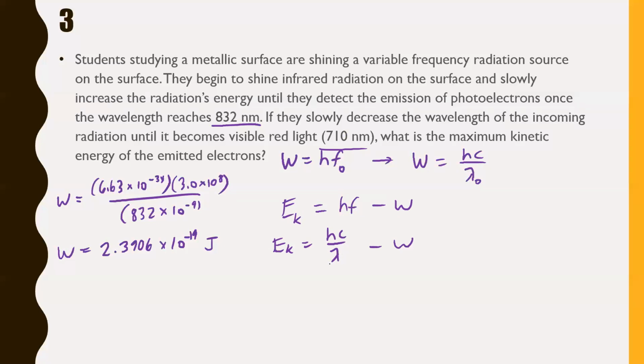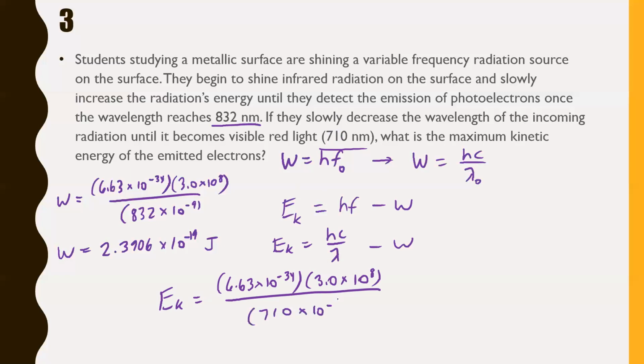Well, hc over lambda, the lambda here is just your lambda for your visible red light. Might as well just throw that in. It's pretty much the same thing as what we did just to find the work function in the first place. I'm going to give myself some more room. EK is going to equal h, so 6.63 times 10 to the negative 34, times c, which is 3.0 times 10 to the 8, divided by lambda, which is 710 times 10 to the negative 9, and then minus that work function, put it in brackets over here, 2.3906 times 10 to the negative 19.